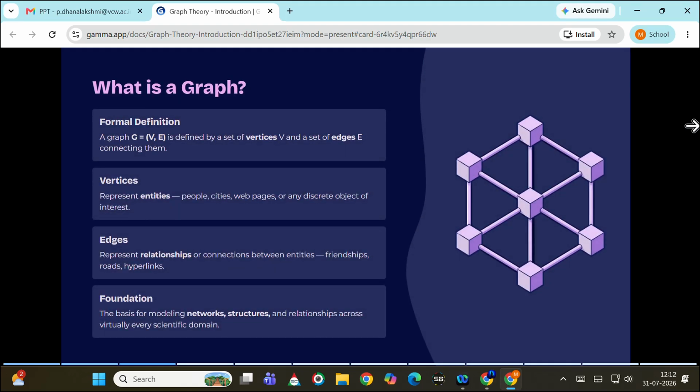Graph, formal definition. A graph G equal to (V, E) is defined by a set of vertices V and a set of edges E connecting them. Vertices represent entities, people, cities, web pages or any discrete object of interest. Edges represent relationships or connections between entities, friendships, roads, hyperlinks. Foundation, the basis for modeling network structures and relationships across virtually every scientific domain.